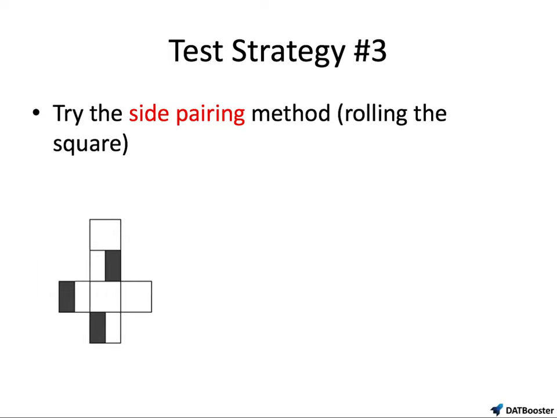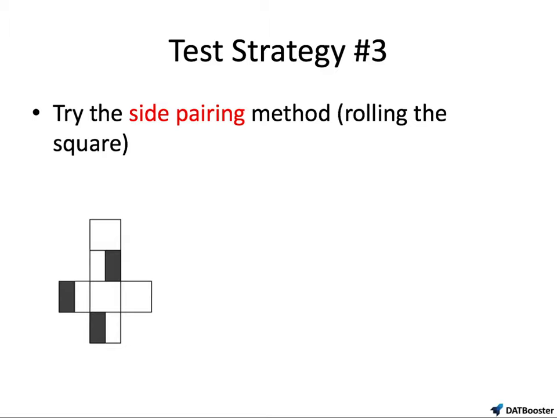Well, I want to introduce my favorite strategy of this entire PAT series, and it's called side pairing. Side pairing is a mental tool that I came up with that can be very powerful, especially for these so-called dice problems. These are problems where you have 6 squares that will fold together to form a cube, and you'll definitely get some of these on the exam.